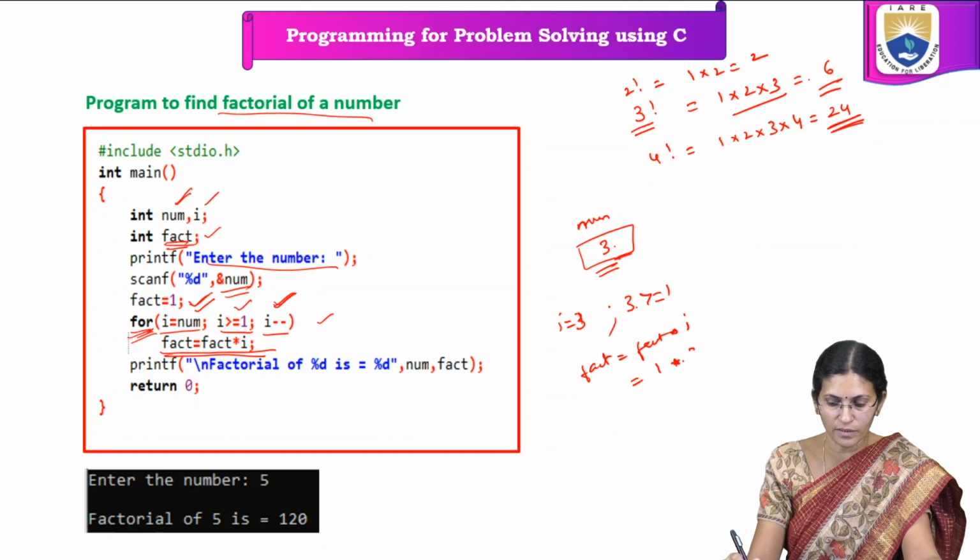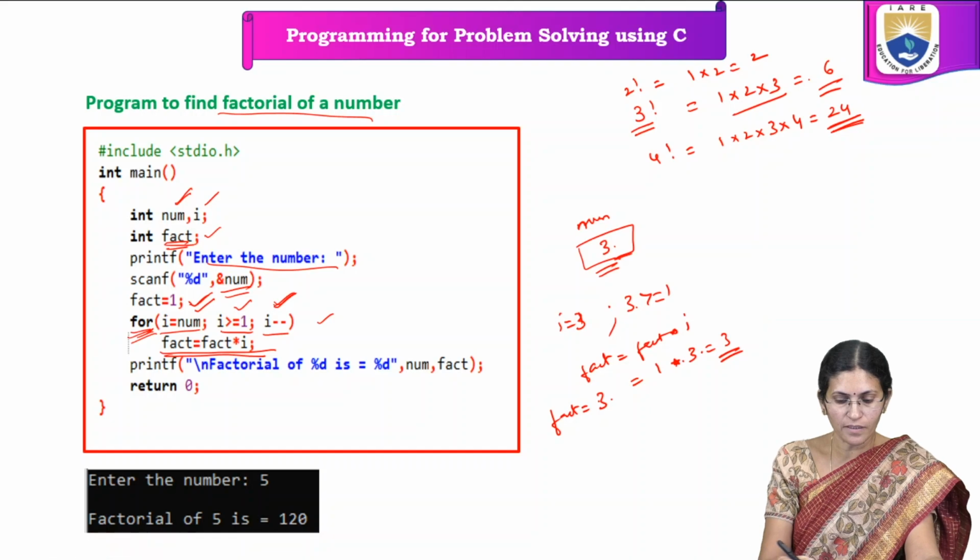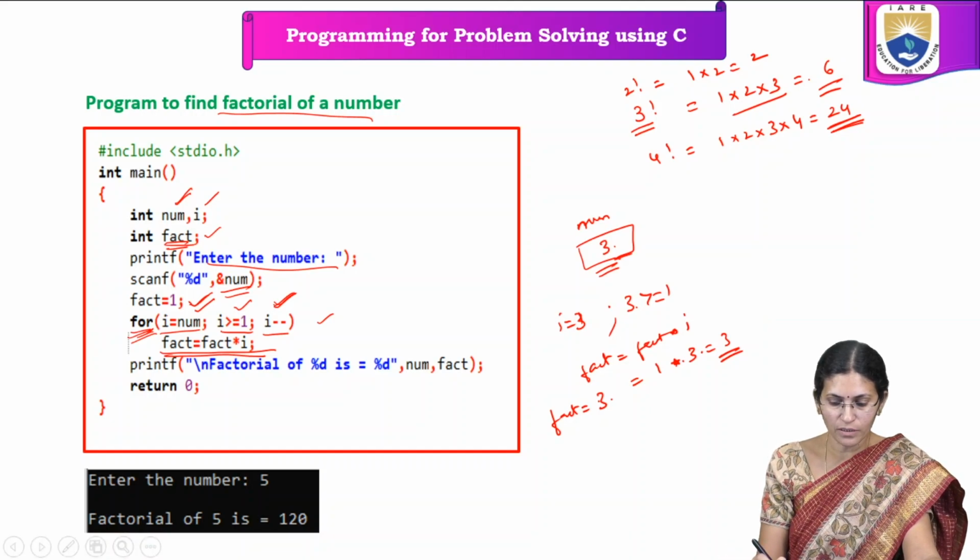So this into I. So I is equal to 3 now. So this is equal to 3. Now fact value is equal to 3. So fact is equal to 3 now.